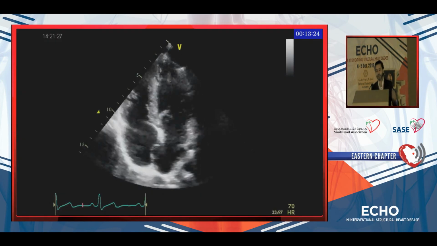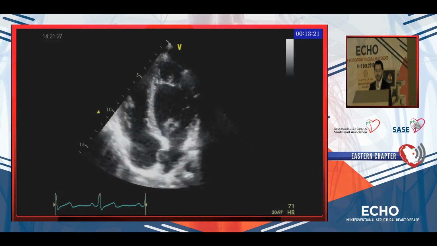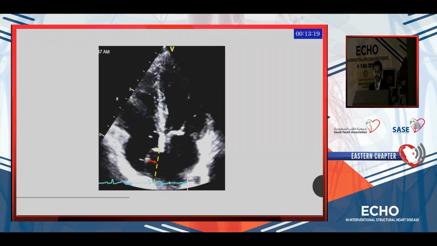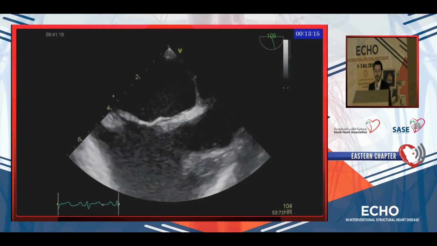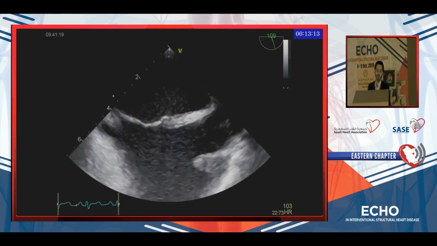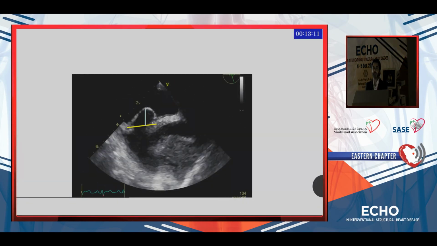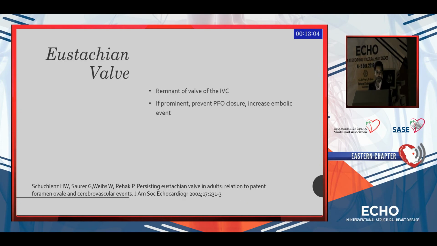This is an example of atrial septal aneurysm in transthoracic echo, and this is how it should be measured. This is another example from transesophageal echo. This is almost a bicaval view, and this is how it should be measured. So you measure from the septal plane, you measure the excursion. More than 10, it's an aneurysm.